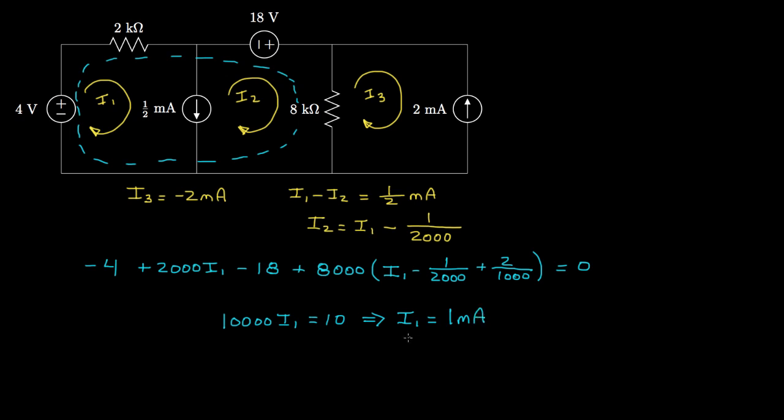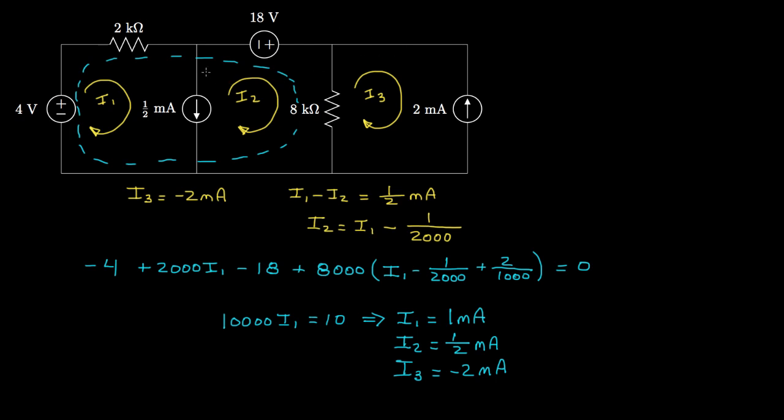I2, well, that's I1 minus a half a milliamp, so that's going to be 1/2 of a milliamp. And then I3 is negative 2 milliamps. And now again, we know the three loop currents.